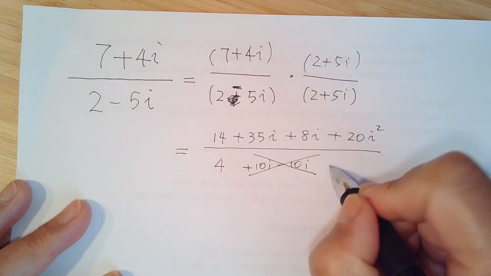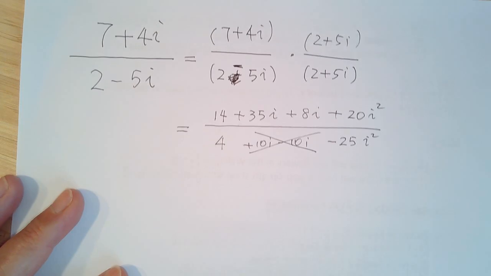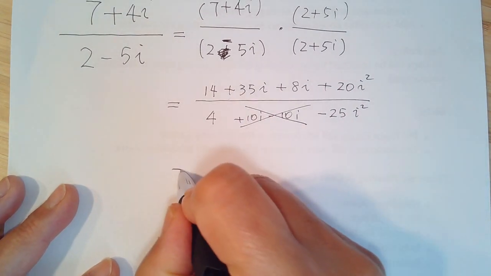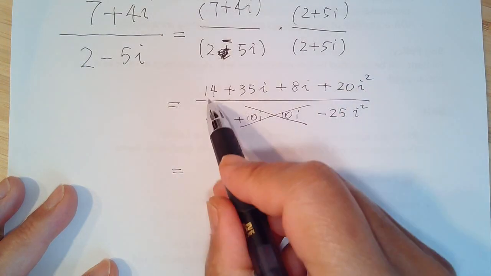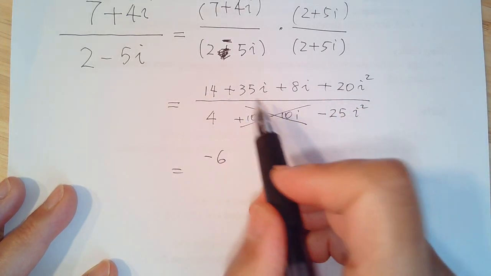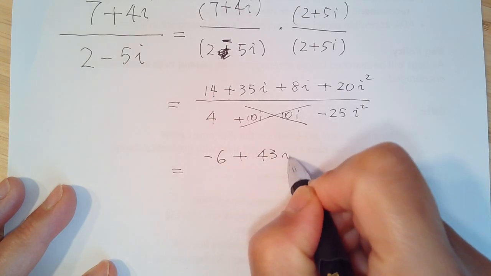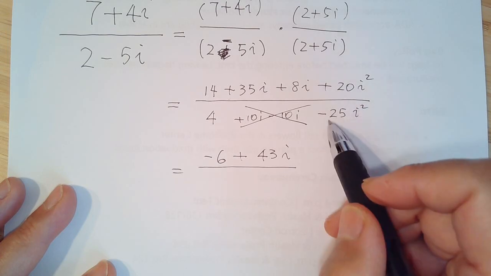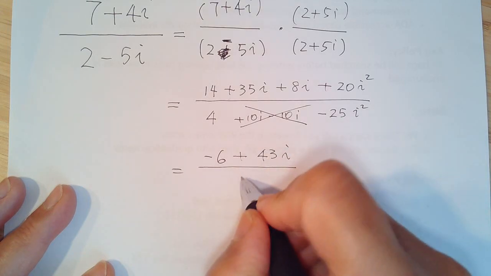And then the last term is negative 25i squared. All right, now we're going to replace i squared by -1 and then combine like terms. So the numerator here will be negative 20 because i squared is -1. 14 minus 20, I get a negative 6. 35i plus 8i, I get a 43i. So that's the top. And denominator, i squared is -1 times negative 25 is a positive 25. So 4 plus 25 is 29.